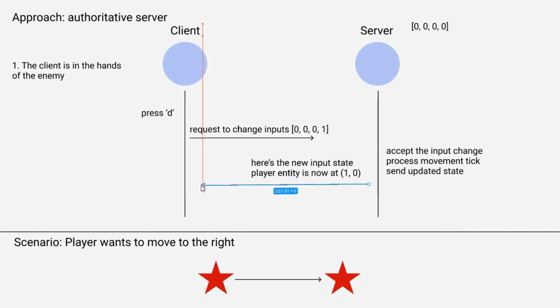And then this same change that it's sending back to the client, it would send over to all the other peers as well. So that's how we handle this type of basic movement scenario. The client only gets to request to change the inputs. The server validates everything and then tells the client and all other clients where that thing now is.